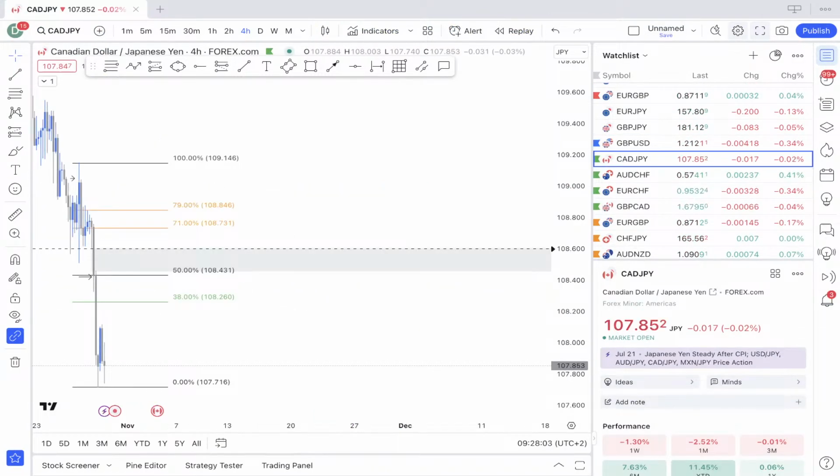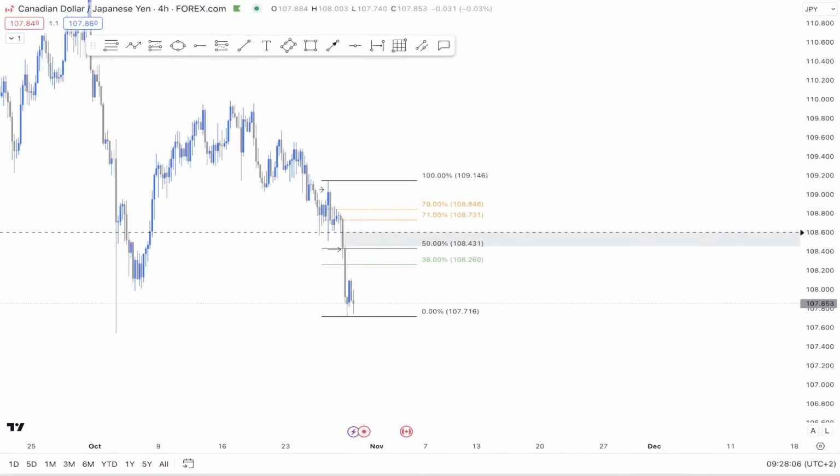So on CAD JPY, again, we have a sell limit opportunity, liquidity sweep here, followed by an impulsive move to the downside. We can see these huge bearish candles. A fair value gap was also left behind in our premium area. Okay, and now we want to see a corrective pullback towards our fire zone in order for us to pull the trigger.